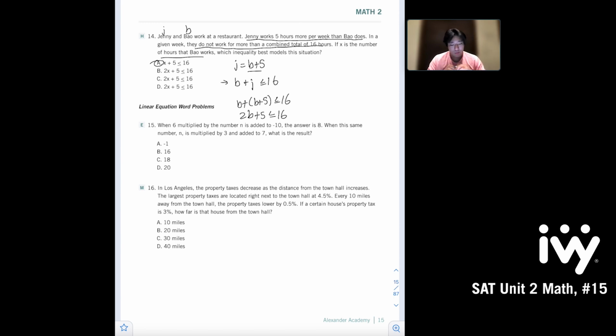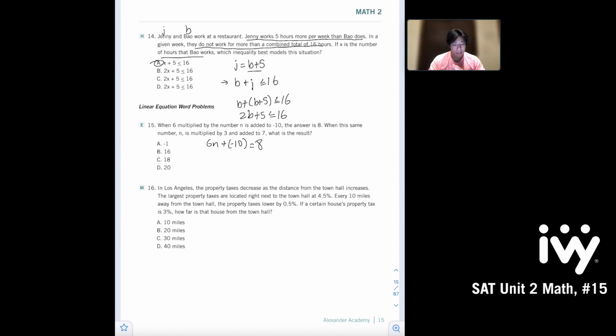Okay, for linear equation word problems, we have: when 6 multiplied by the number n is added to negative 10, the answer is 8. When this same number n is multiplied by 3 and added to 7, what is the result? So let's go ahead and translate this first sentence first. 6 multiplied by the number n, that's just 6n, added to negative 10, so we add it to negative 10, we should get 8. So we get 8.